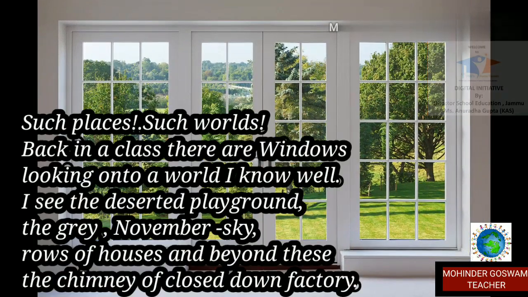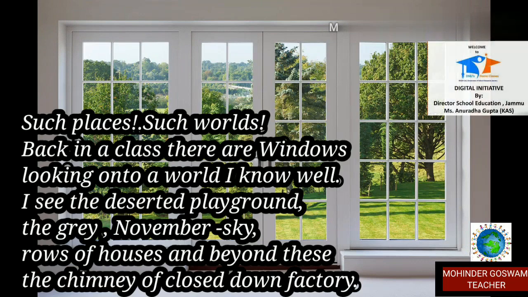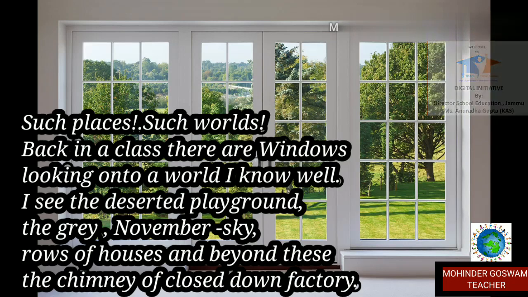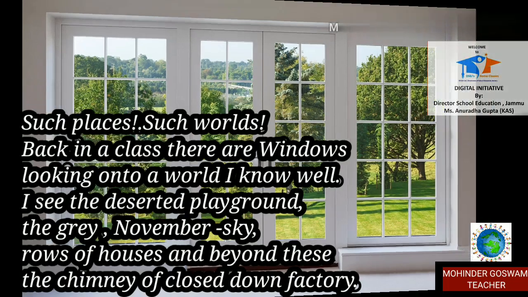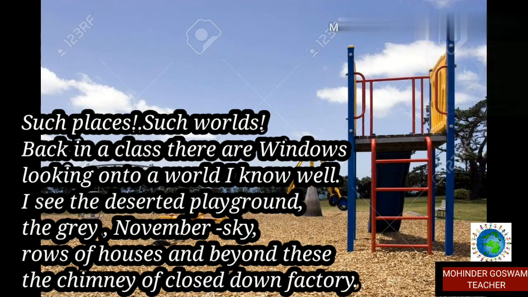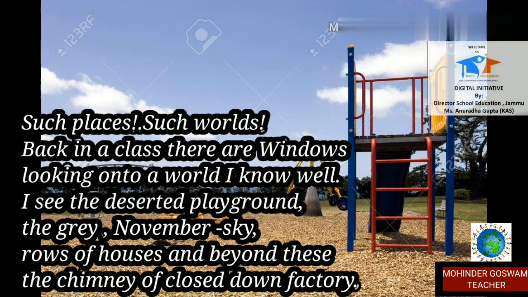Such places, such worlds. Back in class, there are windows looking onto a world I knew well: I see the deserted playground, the grey November sky, rows of houses beyond these, the chimneys of a closed down factory.